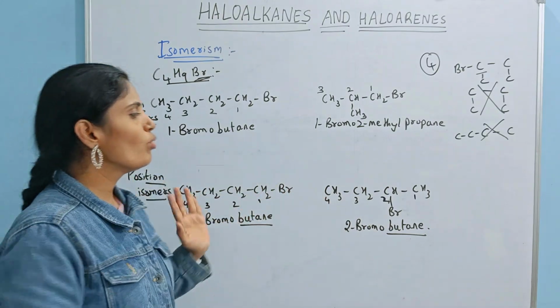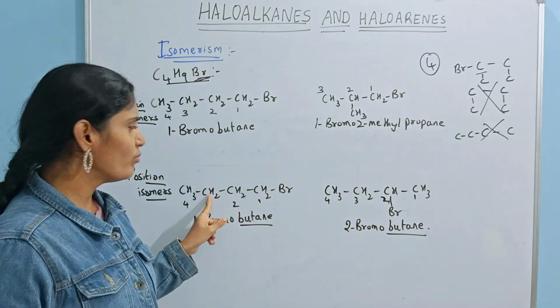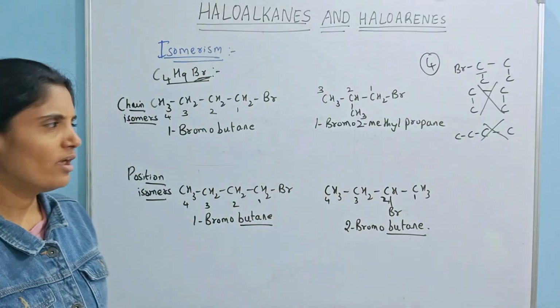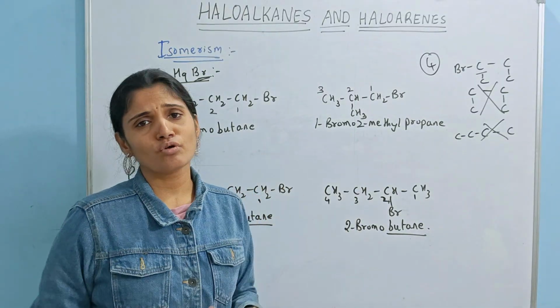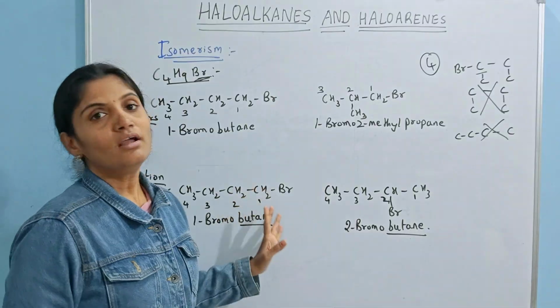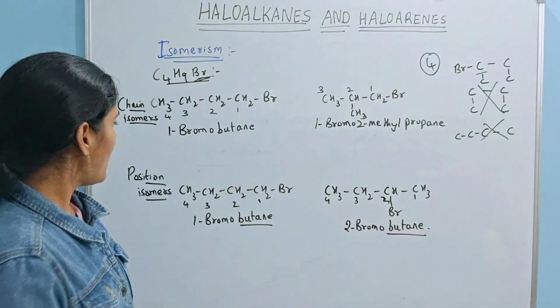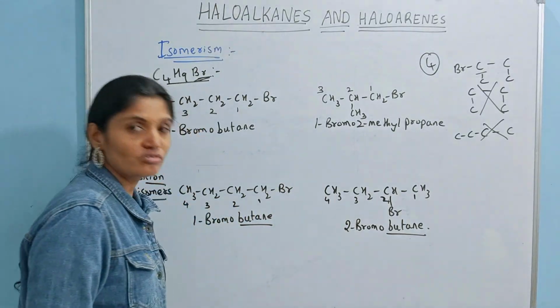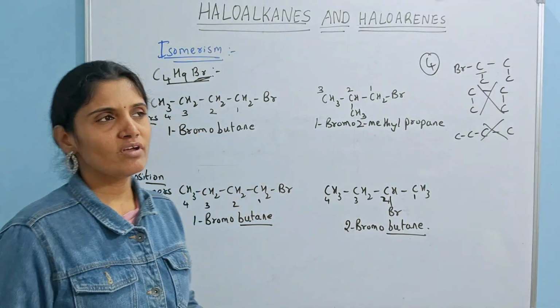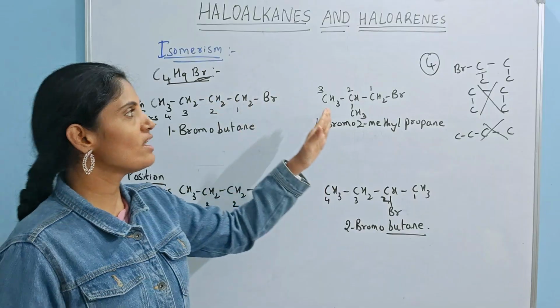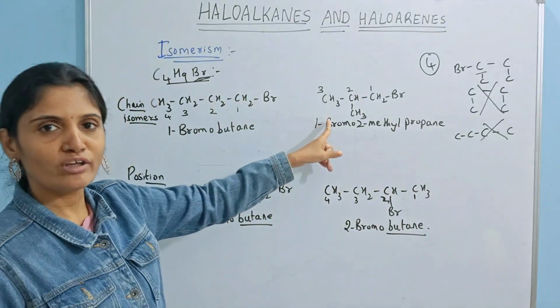Then this will be 1-bromobutane. Then you can keep your carbon here, then it will be your 2-bromobutane. See, numbering from left or right is your choice. Only see that the carbon holding bromine should get a lesser number. Keep that in mind. And these two will be the position isomers. How to identify chain and position? Very easily. In chain isomers, the main chain length will be different in both the isomers.